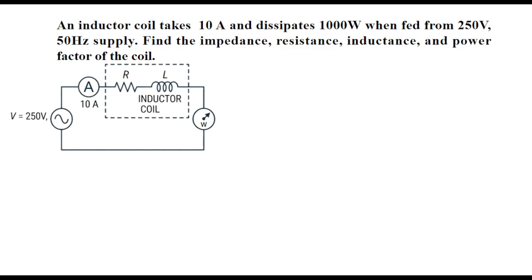First, let me find the value of the impedance. Impedance Z can be calculated as V divided by I. Like in a DC circuit, resistance is the ratio of the voltage and current, but in an AC circuit it becomes the impedance. Here the voltage is given as 250 volt and the current as 10 ampere, so it will be equal to 25 ohm. So the impedance of this circuit is 25 ohm.